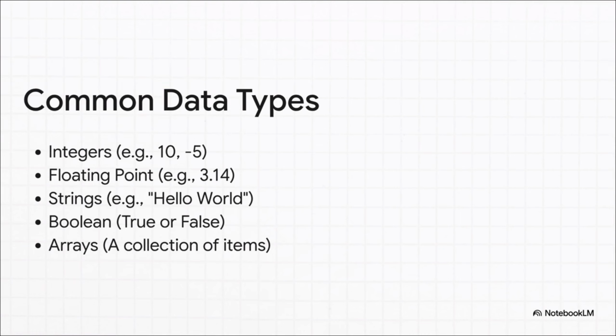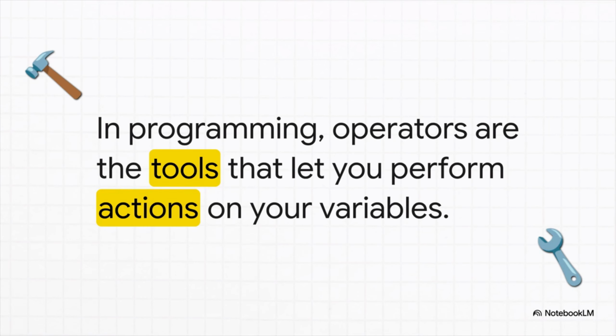And these materials, they come in different flavors. You've got your whole numbers, which we call integers. Then there are numbers with decimal points. Those are floating points. You've got text, which programmers call strings, and my personal favorite, Booleans. They're just simple, on or off, true or false switches that basically act as the entire electrical system for your program's logic.